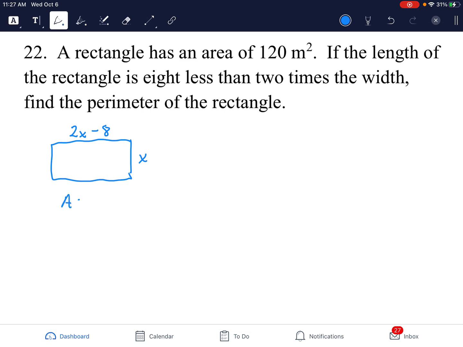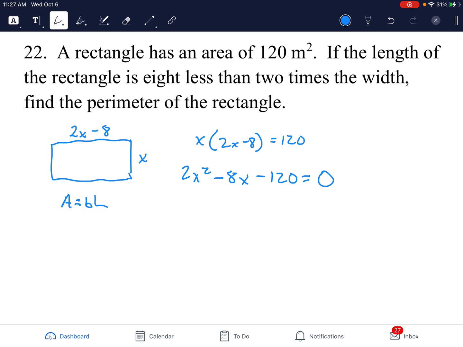If we're finding the area of a rectangle, it's again base times height. So we have x times 2x minus 8. And the area of the rectangle, it tells us, is 120 meters squared. So I'm going to multiply this out. I get 2x squared minus 8x. I'm going to subtract the 120 to bring it to the other side so I can set my equation equal to 0. I now have a quadratic.